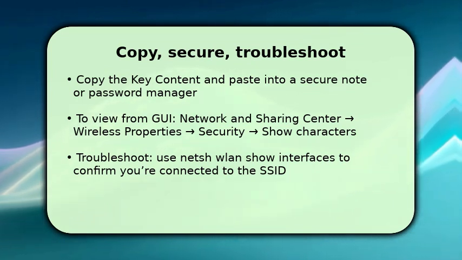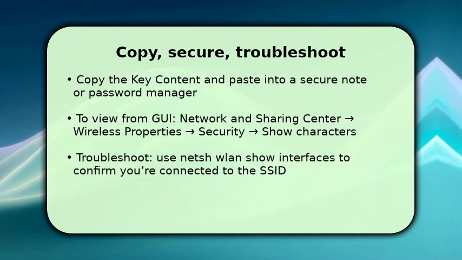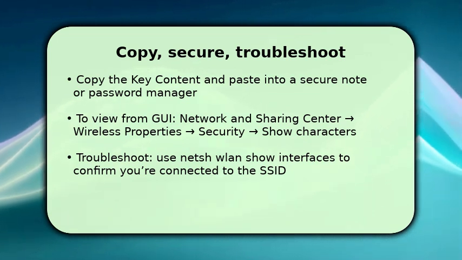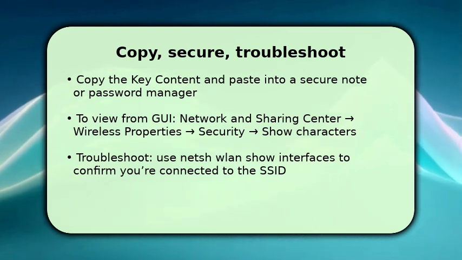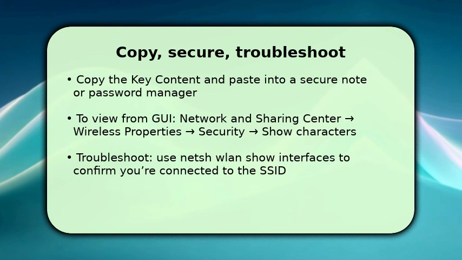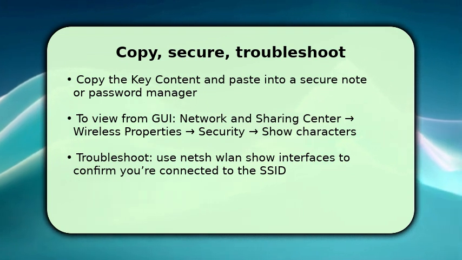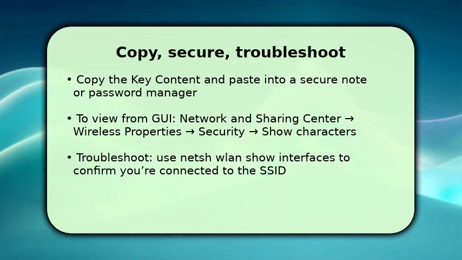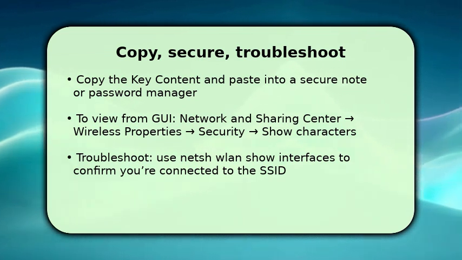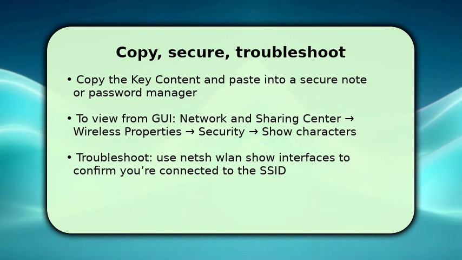If you prefer a GUI route, open Network and Sharing Center, click the Wi-Fi name, Wireless Properties, Security tab, then Show Characters. This requires admin too. If you can't find the profile or see no key, run netsh wlan show interfaces to confirm your current SSID and connectivity. If you lack admin rights, request them or use an account with permission to reveal saved keys.